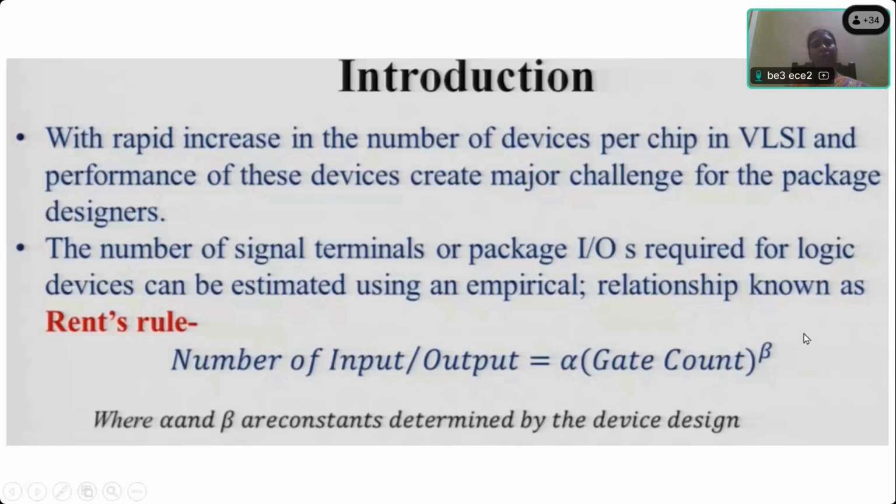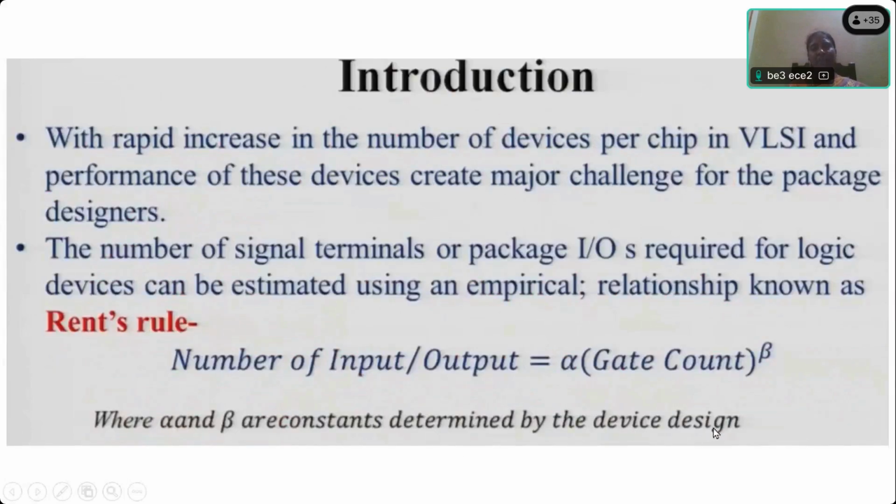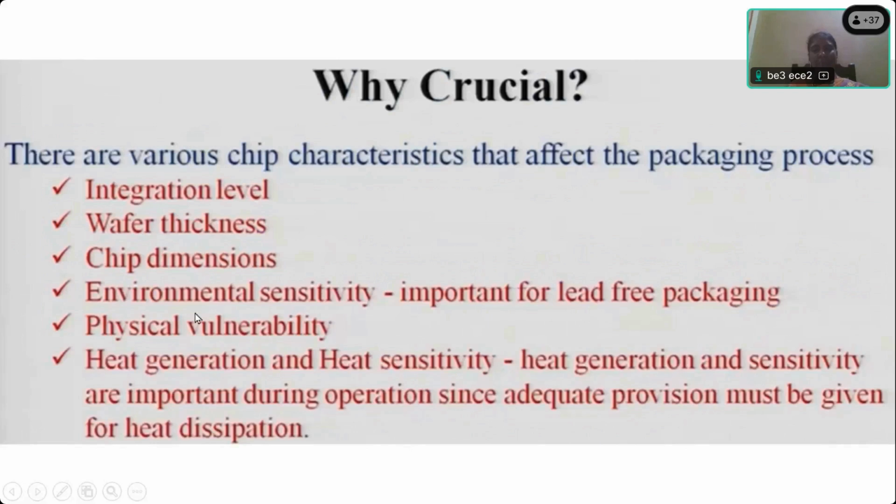Alpha into gate count whole power beta. This alpha and beta are constants which represent the type of material used in those gates. Logic gates are there inside the IC, so what materials they are made of, and what the expected speed of operation is, all those things decide the alpha and beta values, which are constants. Alpha and beta decide the device design, and then how many gates are there. Based on these three factors, we decide how many pins or legs should be taken out from that particular IC. So this is called Rent's rule, which decides the number of pins.